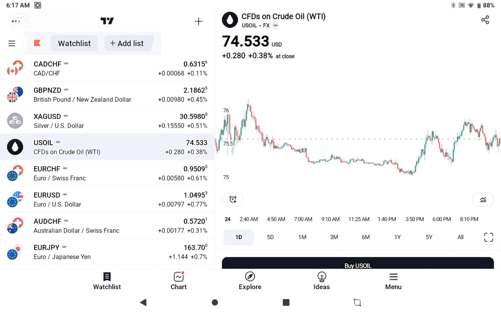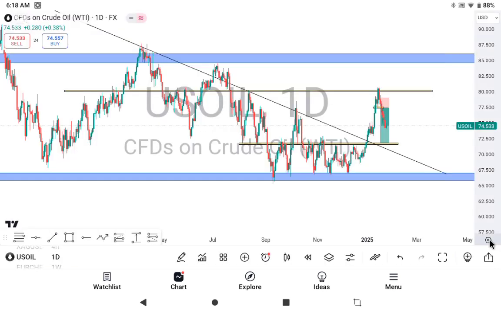So without wasting much time, let's start off with US oil. On my chart, we have US oil on the daily time frame. So let's go to the weekly time frame to analyze the key levels. I have done my analysis before that US oil is pointing to the upside. So let's go back to the higher time frame to analyze again so that we can get the flow of the trend.